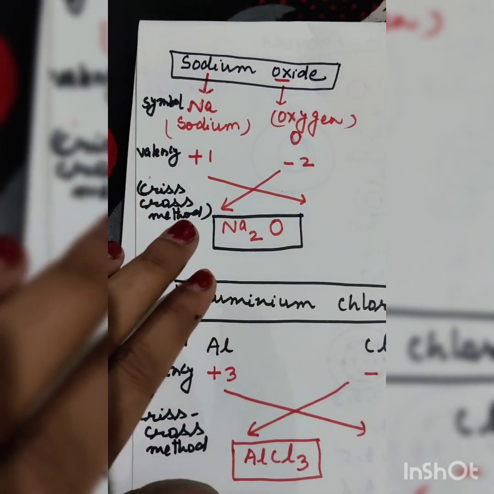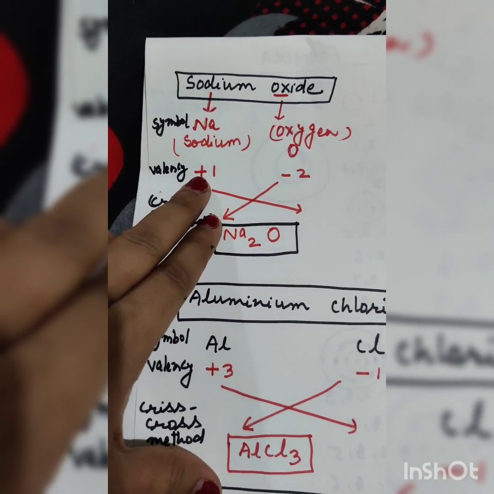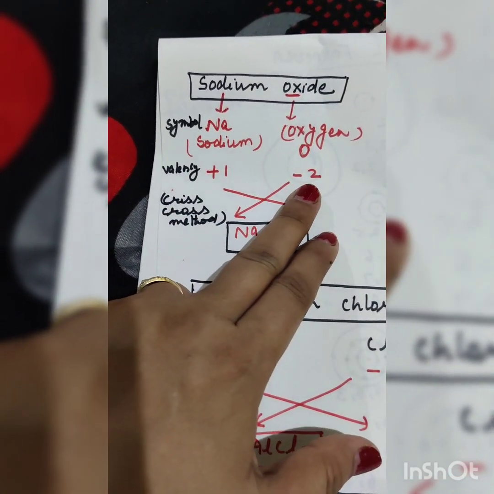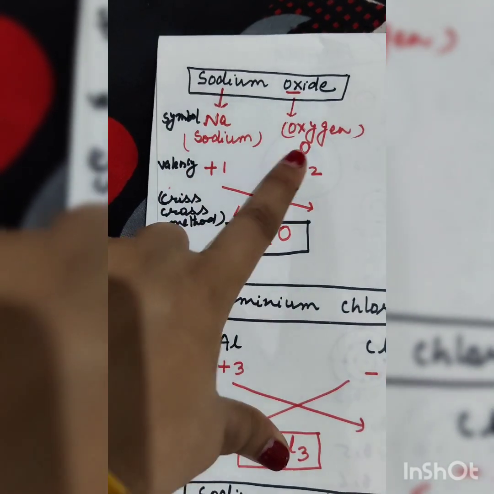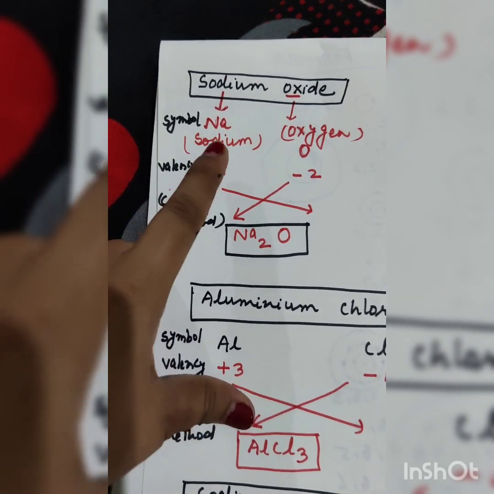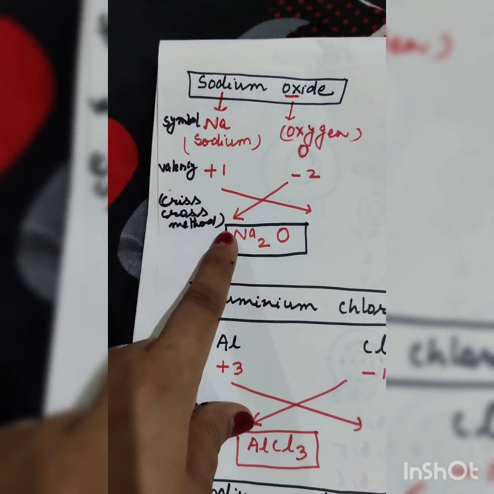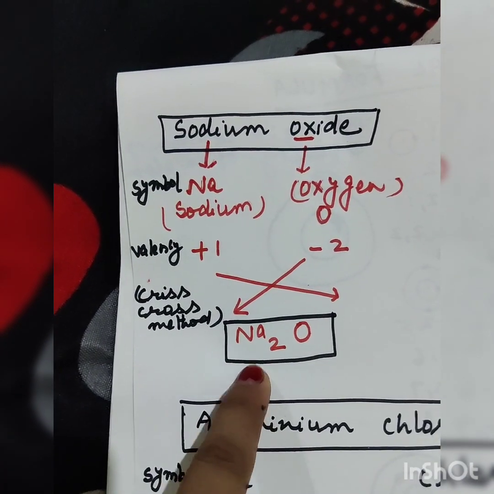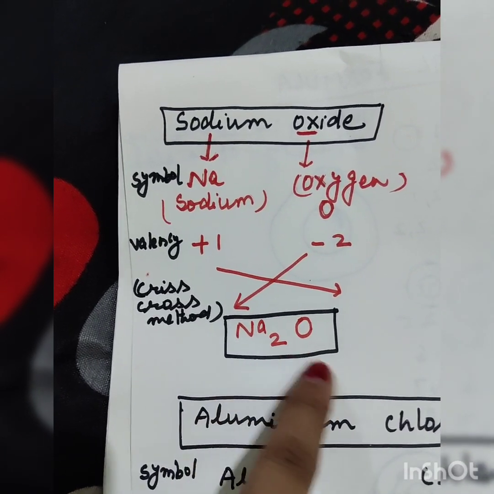Now, sodium is having valency +1, oxygen is having valency -2. It will be interchanged, which is called the crisscross method. Hence, sodium will get 2. The new chemical formula will be Na2O.